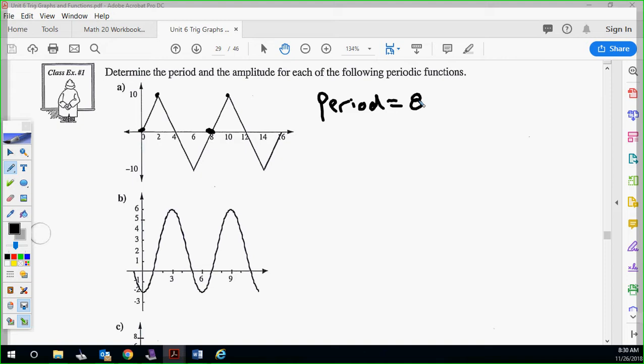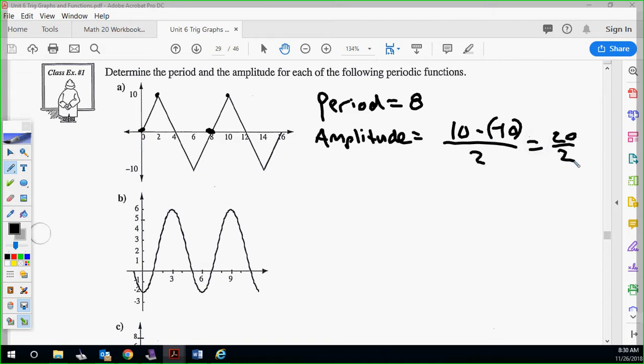Okay, to actually use the amplitude formula, what you do is you take the top, so 10 minus -10, because -10 is the lowest, divided by 2. So amplitude is 10.